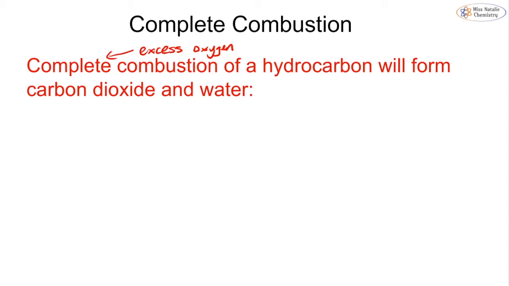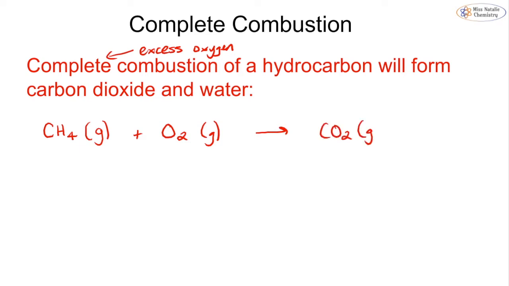And this time we're going to form carbon dioxide and water. So we can write out a full balanced chemical equation for this, as expected at GCSE, along with our state symbols. So we can have methane, which is CH4, plus oxygen, which is O2, and both of these, of course, are gases. We're going to make carbon dioxide, which is a gas, plus water, which is a liquid.